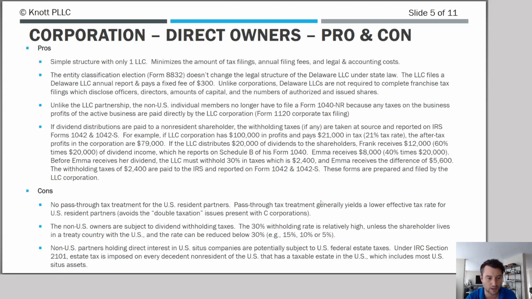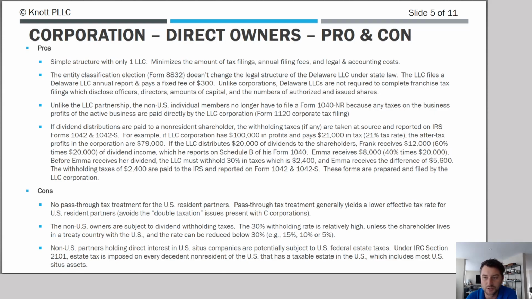So what are the pros and cons of this one? Well, again, we still have a simple structure, right? We've only got one entity, so minimal amount of tax filings, annual fees, etc. Now, the entity classification election doesn't change anything under Delaware law, right? So it's just a federal tax election, and that's very important. What a lot of people mistakenly believe is, well, as soon as I start making all these federal elections, now I've got to do something different with Delaware. Not the case, right? So it's still a Delaware LLC. Delaware, they call it an annual report, but basically you're just paying a $300 filing fee, making sure your registered agent is paid for and updated if necessary, and that's it.